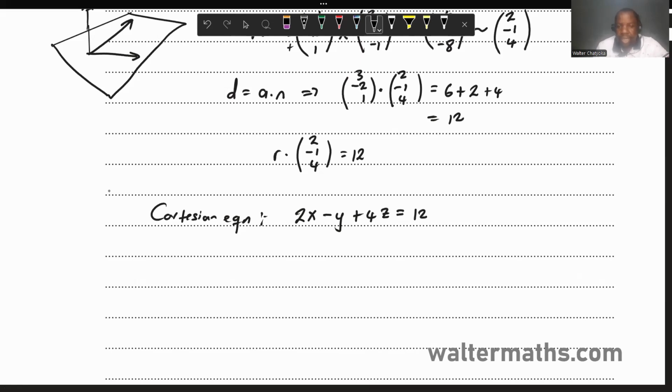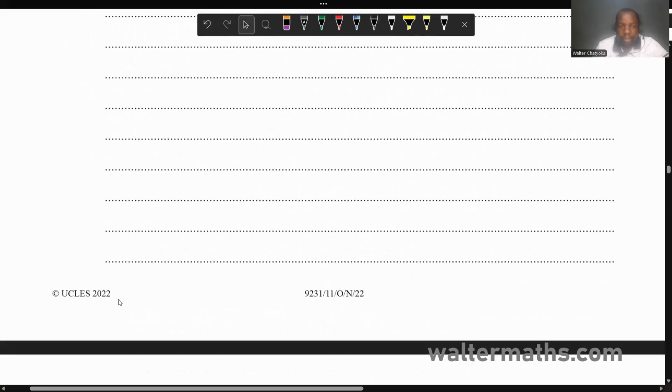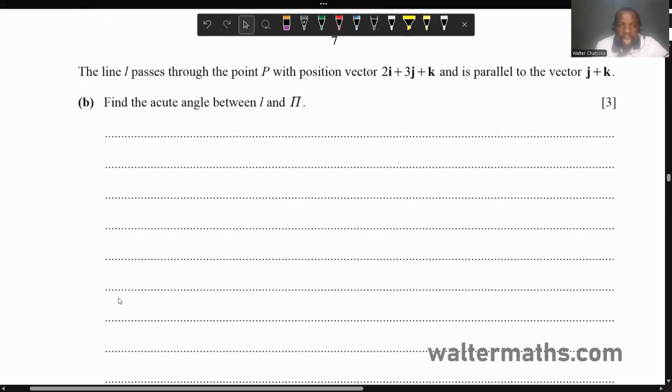All right, let's go on to the next part, part B. They say the line L passes through the point P with position vector 2i plus 3j plus k and is parallel to the vector j plus k. On part B, find the acute angle between L and pi.